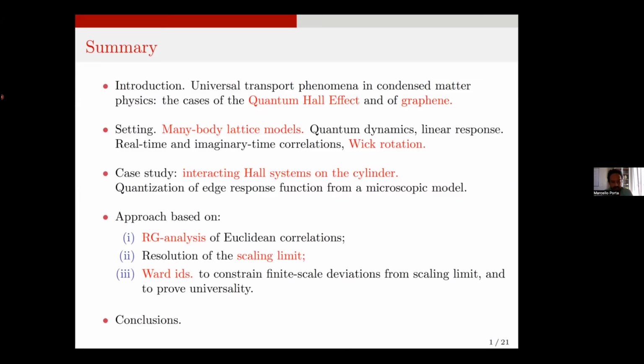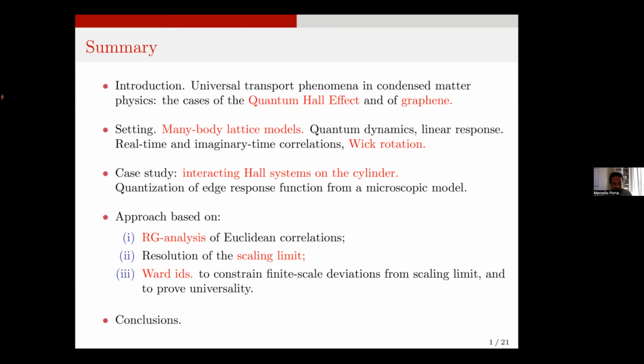This is going to be a class of weakly interacting fermionic models relevant for describing quantum Hall systems on a cylinder. Okay, so there will be some boundaries involved, and the question that I will be studying here is going to be about computing the so-called edge response function from a microscopic model. And the approach that I would like to present here is relatively general. It has been used to study different models, in fact, and it's based on three main ingredients.